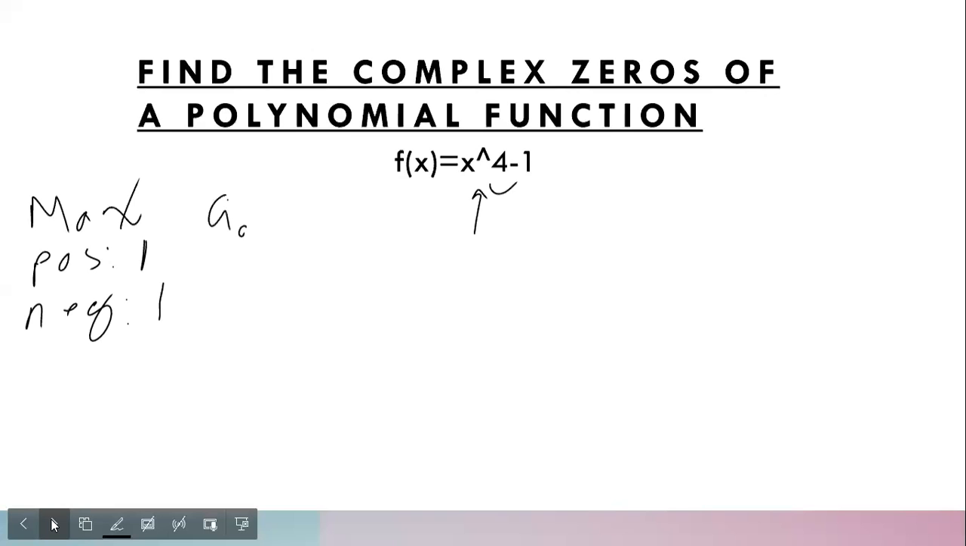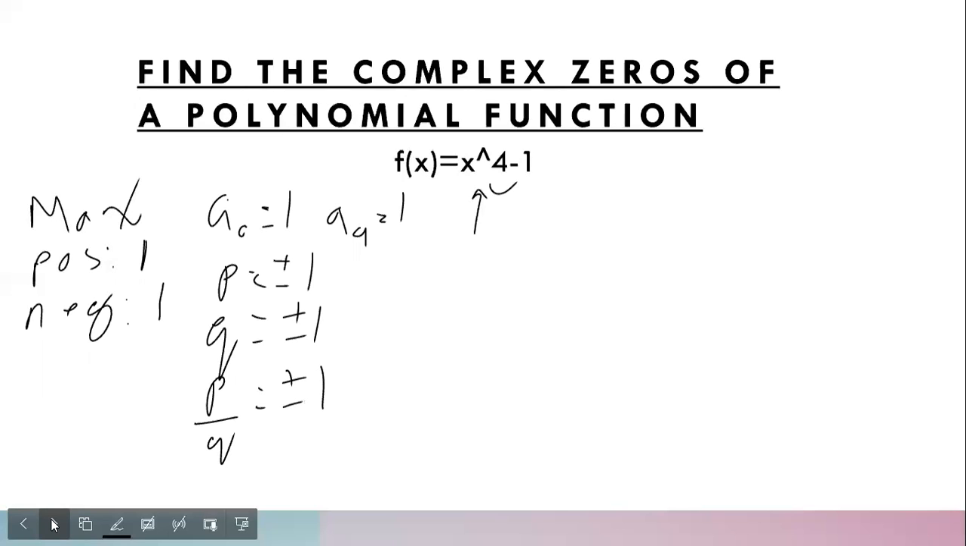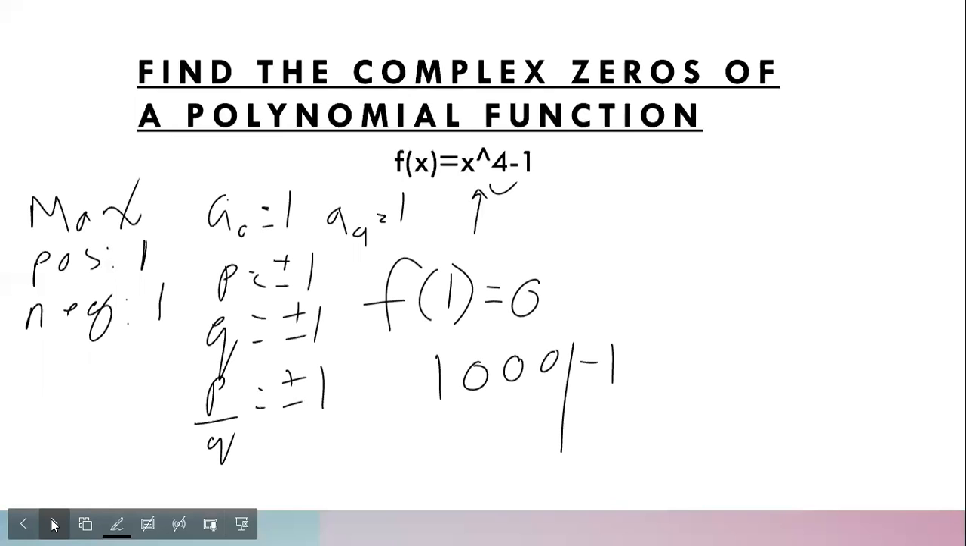Now we use the rational zeros theorem. So you get a of 0 equals 1 and a of 4 equals 1. Then p equals plus or minus 1, q equals plus or minus 1, and p over q equals plus or minus 1. Now we try to find a zero using the remainder theorem. If we plug in f of 1, we get 0. So then we use synthetic division. Set it up.